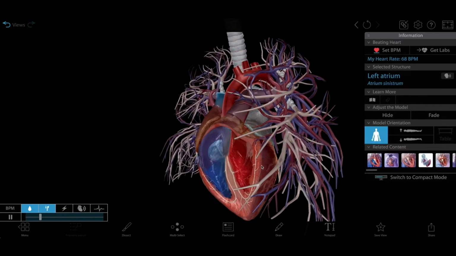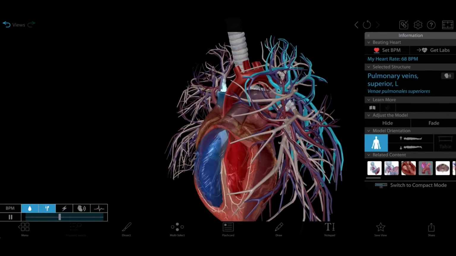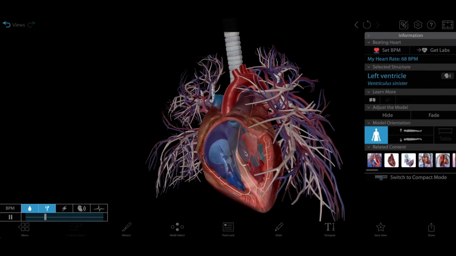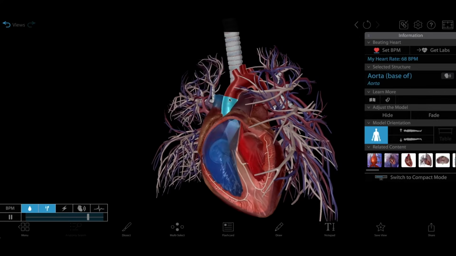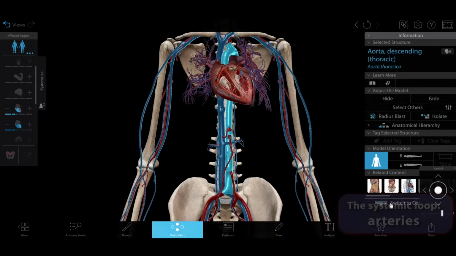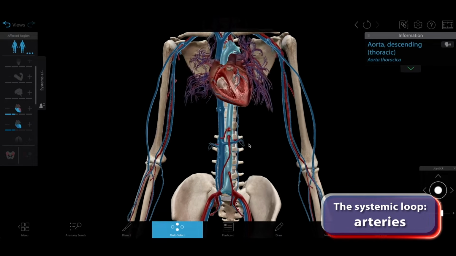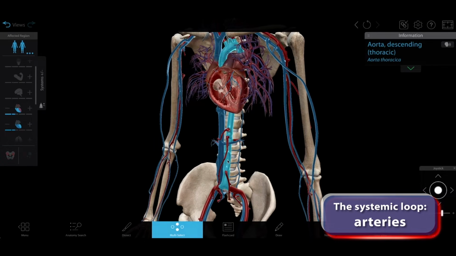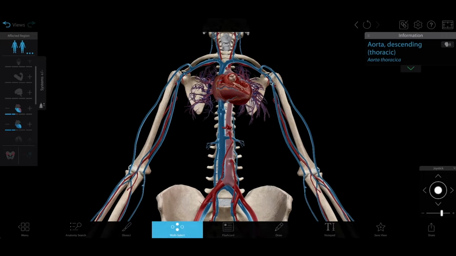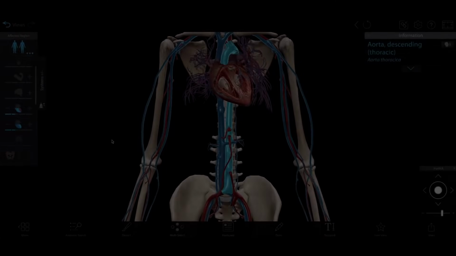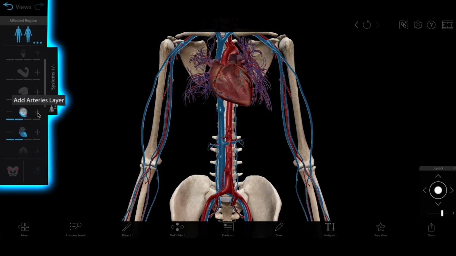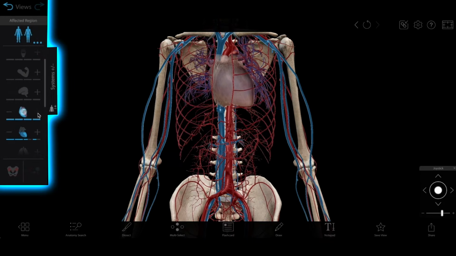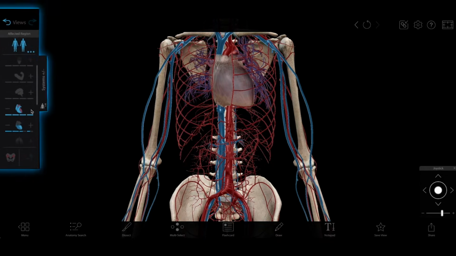Oxygenated blood enters the heart's left atrium through the pulmonary veins. It moves to the left ventricle and is then pumped out to the body through the aorta. The aorta is the largest artery in the body. It carries oxygenated blood from the heart that goes out to the network of arteries in the systemic loop. Arteries can be added layer by layer to any gross anatomy view in Visible Body Suite via the Systems tray.